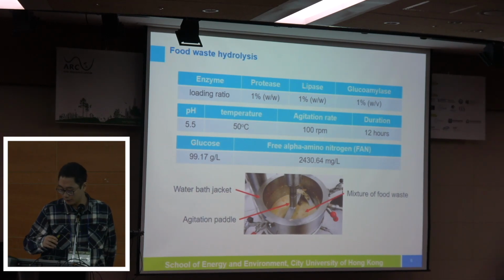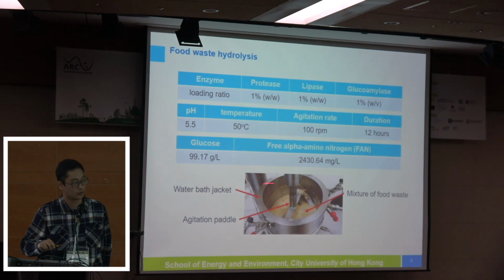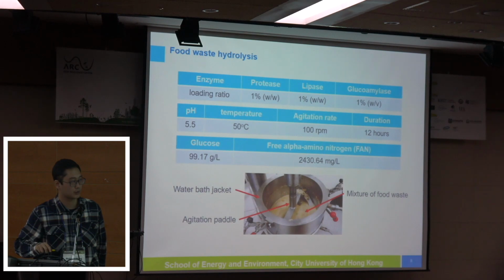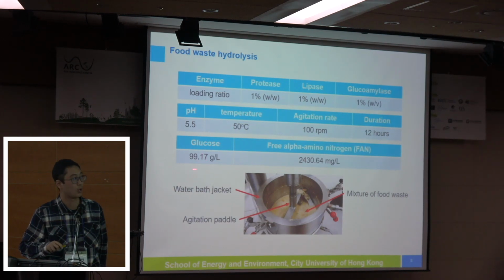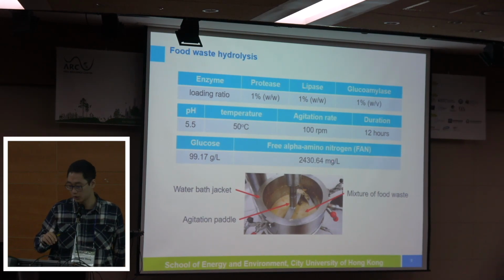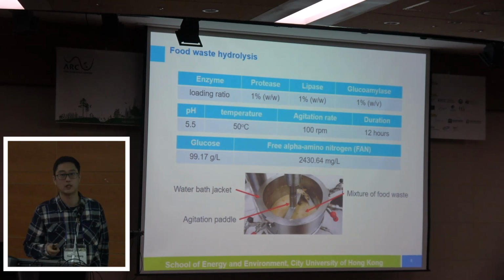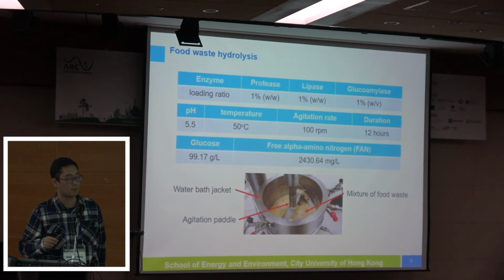After the hydrolysis, we're using a paddle mixer, a very strong hydrolysis facility, so we can harvest our food waste hydrolysate with a glucose concentration around 100 grams per liter, and the free alpha amino nitrogen is around 2,400 milligrams per liter. This data shows that the food waste hydrolysate is very good for microbial fermentation.